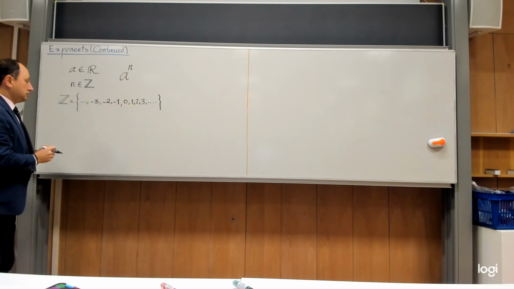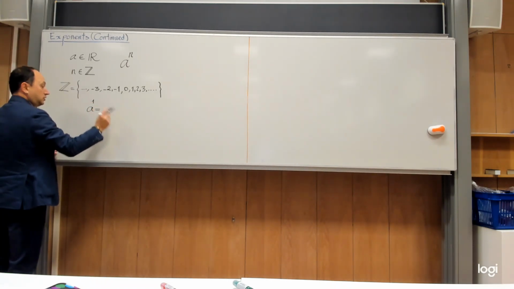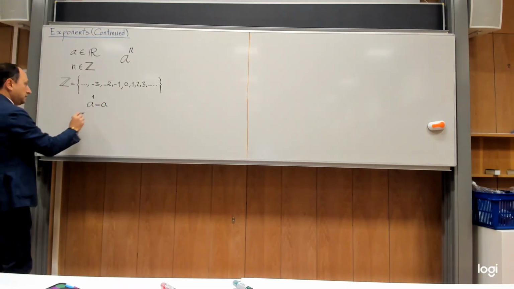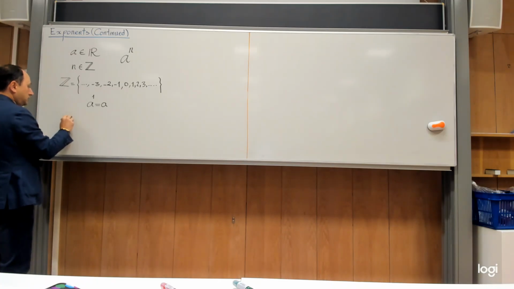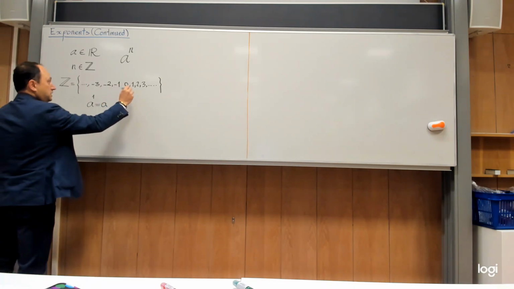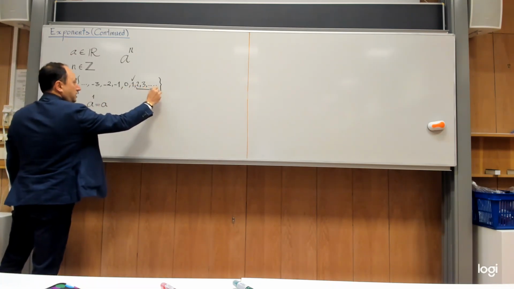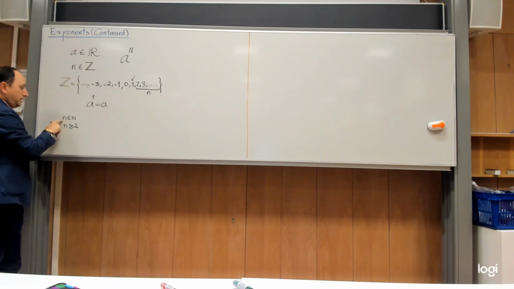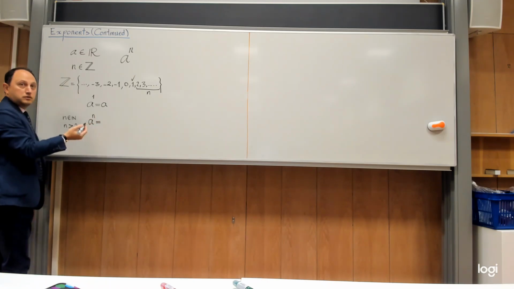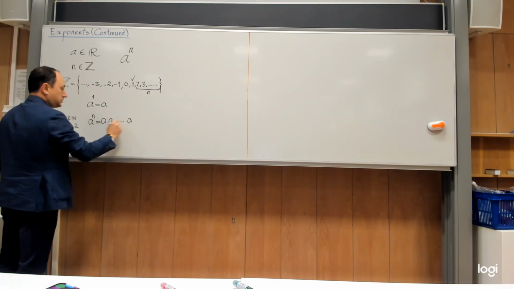For n equal to 1, do you remember what we said? We said that a to the power of 1 is a itself. A to the power of 1 was defined as a. But if n is a natural number and n is greater than or equal to 2, do you remember what the definition was when I say a to the n? It means a times a, n times.